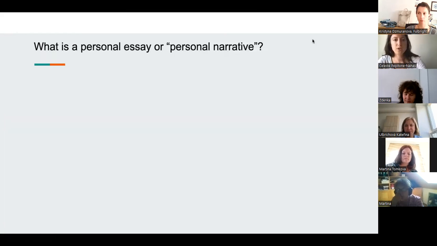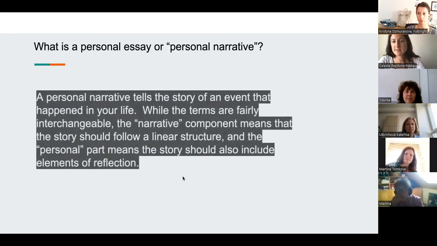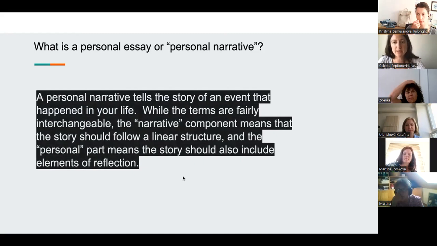Okay, so now we'll talk about a longer form of writing. This would be the personal essay or personal narrative. So these are texts that tell the story of an event that happened in the life of the writer. The terms personal essay or personal narrative are fairly interchangeable. The narrative part means that this text should tell a story that follows a linear structure from beginning to end. The personal part means the story should ideally include elements of reflection.